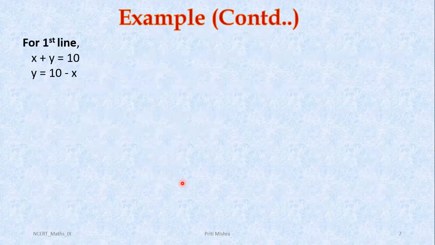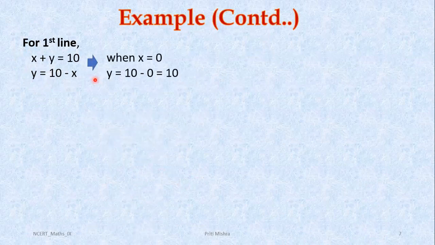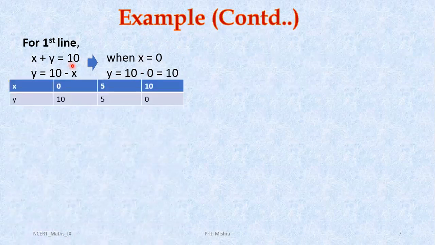So for the first line, x plus y is equal to 10, after rewriting it in terms of y, y is equal to 10 minus x. When we put x equals 0, we will have y is equal to 10. This is one pair of solution for this equation. Just like this, we will make a table to find out different solutions.